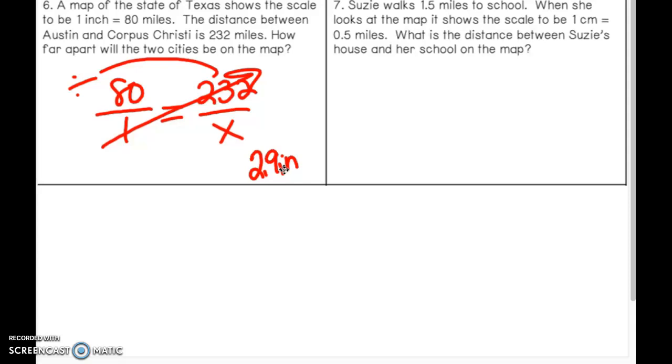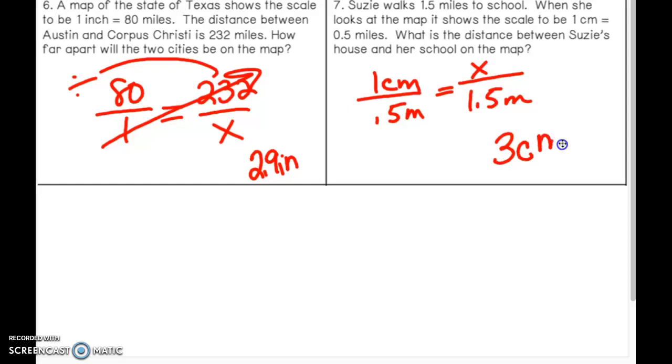Susie walks 1.5 miles to school. When she looks at the map, it shows the scale to be 1 centimeter equals 0.5 miles. I throw the labels on there so that I know that 1.5 miles goes on the bottom, so that these are both miles, and then I'm going to figure out how we do. So 1.5 times 1 divided by 0.5, and it's going to equal 3 centimeters.